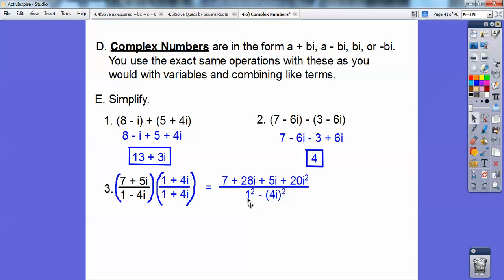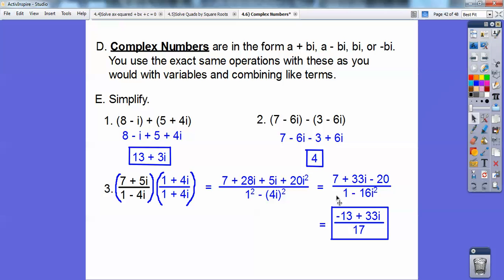When I FOIL out the bottom, it's a difference of squares, so it becomes the first one squared minus the second one squared. All right, now remember, i squared is -1, so this plus 20i squared becomes -20. And then on the bottom right here, 1 squared is 1, 4i squared is 16i squared. Remember, i squared is -1, so this is actually plus 16 right there, and that's where I got the 17, 1 plus 16 right there. And then I did 17 minus 20. Remember, this becomes minus 20 right here. 17 minus 20 is -13 plus 33i all over 17.